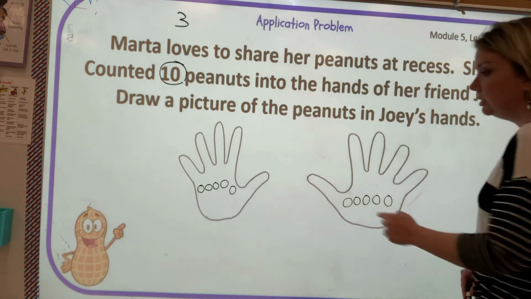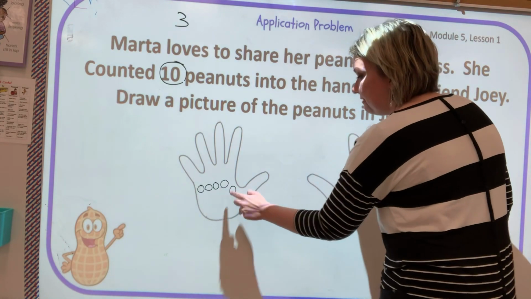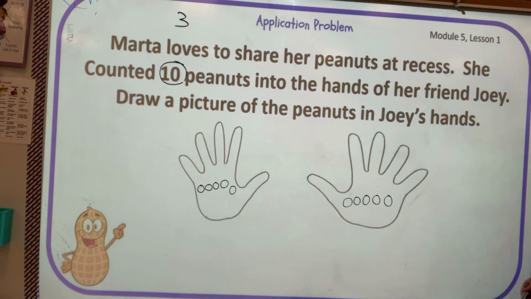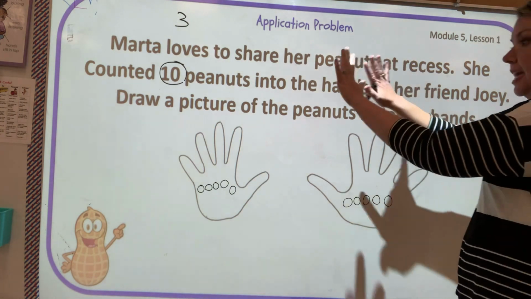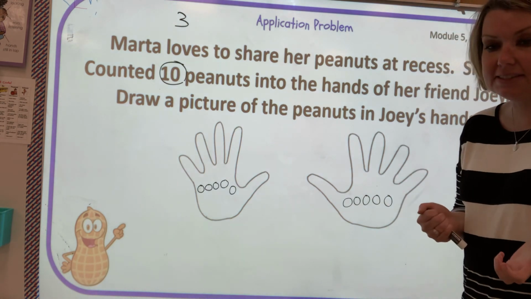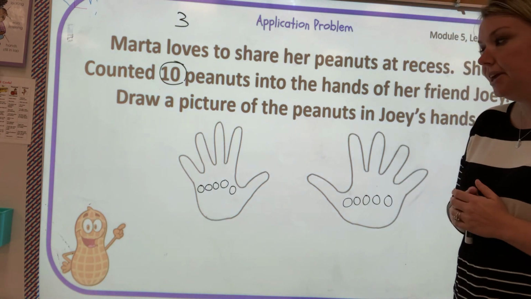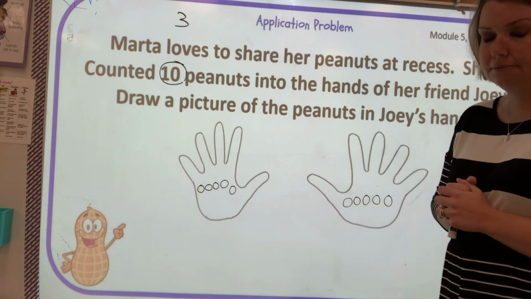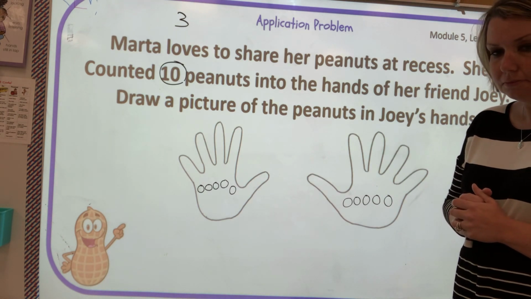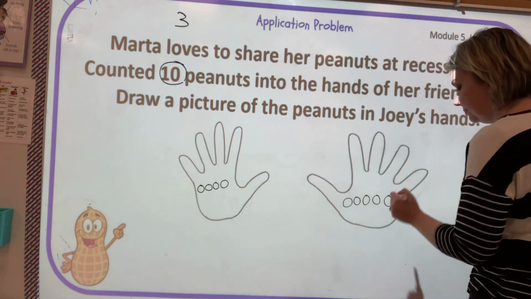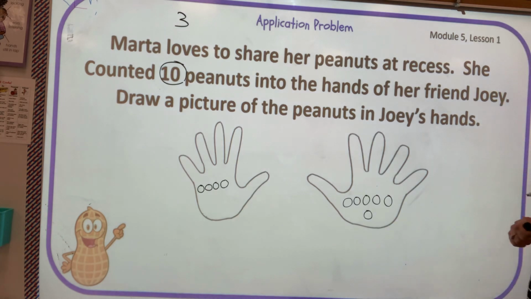I drew 1, 2, 3, 4, 5 here, and 1, 2, 3, 4, 5 here. Do 5 and 5 make 10 all together? Yes. How did you separate your peanuts? 4 and 6. Okay, so Arwie did 4 and 6. Very good. Did somebody do something different?